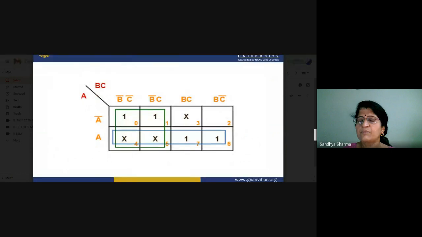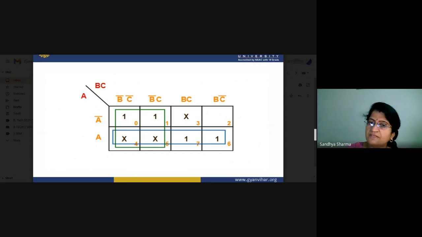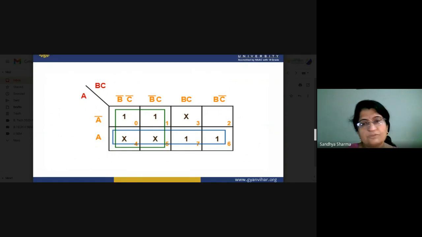So what about x? Since x is not an independent variable, x is the don't care condition. A don't care condition alone cannot make a pair by using an already shared part. If it is not shared, then it's okay: if this is a one, then it will make a pair. But since the one is already used by this quad and there is no single one, you can't make a pair by using only the x, because this one is also shared.